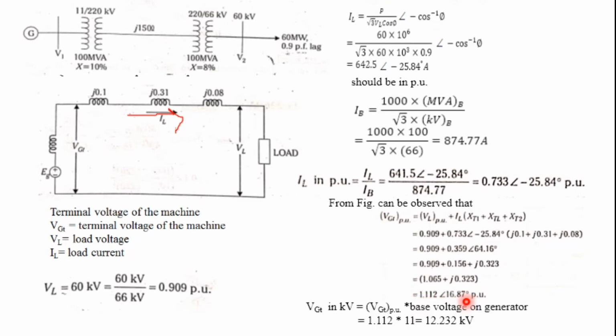So we have to calculate the value across the generator. This is in per unit value, but from the numerical we already know the base is 11 kV. While converting from the base voltage, you need to multiply 1.112 into 11 kV, and you will get 12.232 kV. This is the value of the terminal voltage on generator G. This is how we need to solve. This is something different.